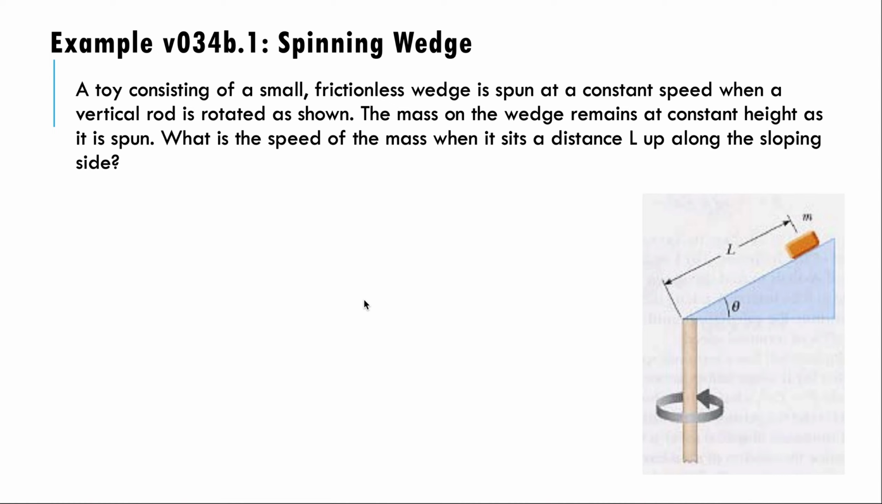Hey everyone, this is Dr. Walker. In this video, I'm going to go over the example from v034b on horizontal loops when dealing with centripetal force. This problem is called a spinning wedge.